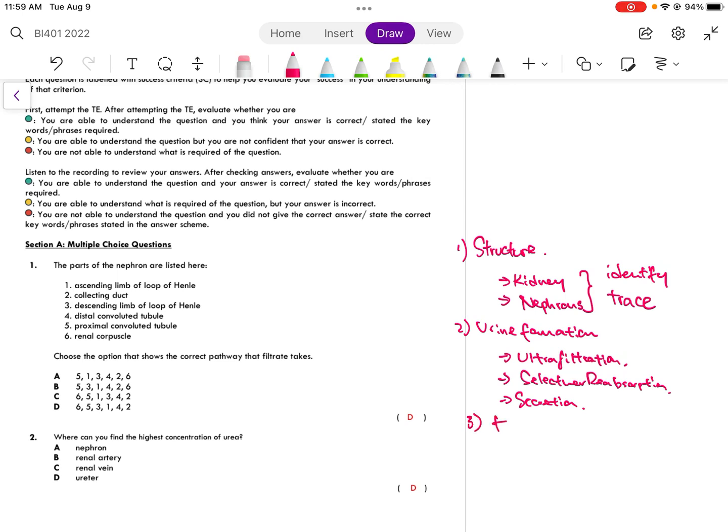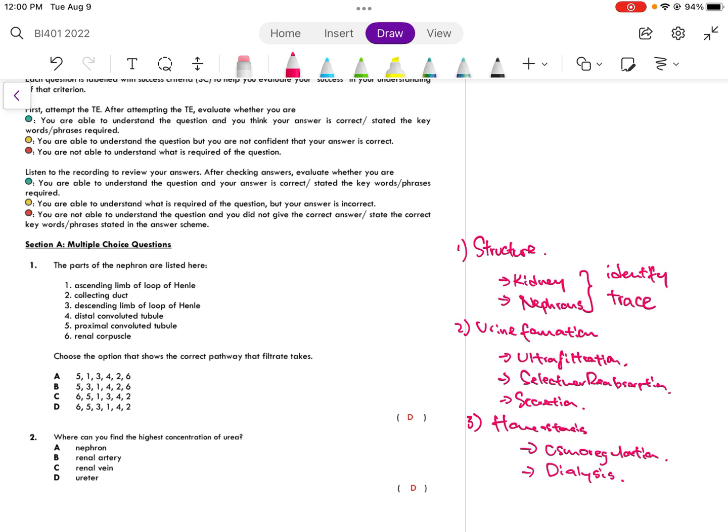And third, we often ask you about homeostasis. What are the homeostatic functions of the kidney? And more specifically, we look at osmoregulation. So, for example, how does ADH secretion affect the permeability of the walls of the nephron? We may also ask you about how dialysis occurs. Okay, so broadly, these are the three categories of questions. Let's begin first with question 1.